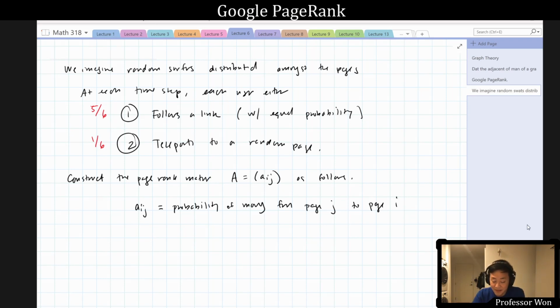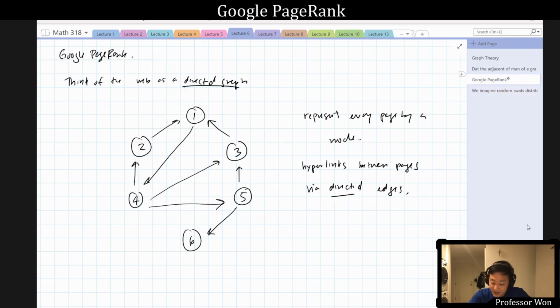Okay, so let me define this via an example, which is this example. So we'll have a 6x6 matrix whose rows and columns are indexed by our nodes. Each row represents the probabilities of arriving at that node, so probability of arriving. And each column represents probabilities of leaving.